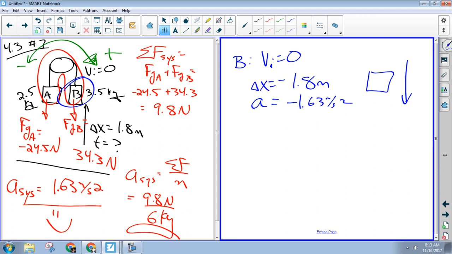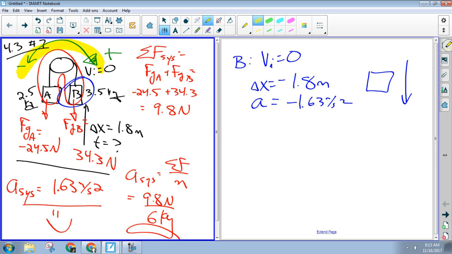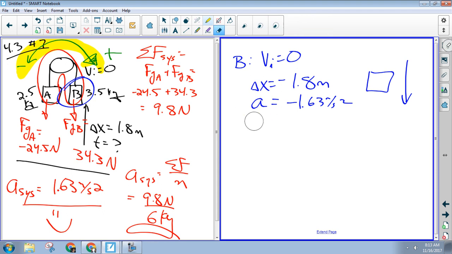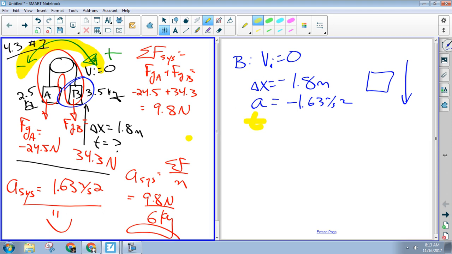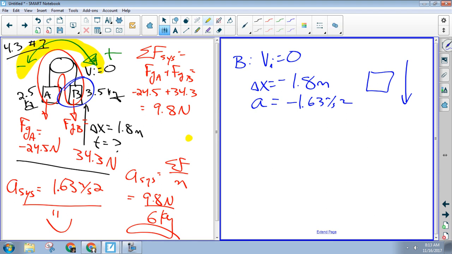So again, I tried to stress this yesterday. Let me re-emphasize that this sign convention that we came up with over here only applies to the whole system, not necessarily to the individual objects. Good? All right. So we were trying to find the time, right?